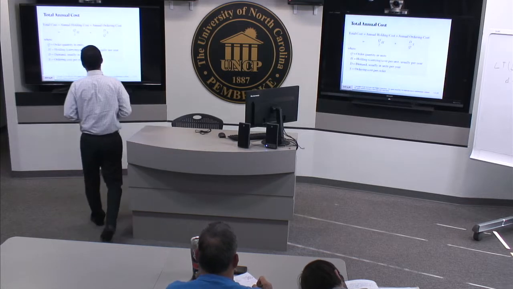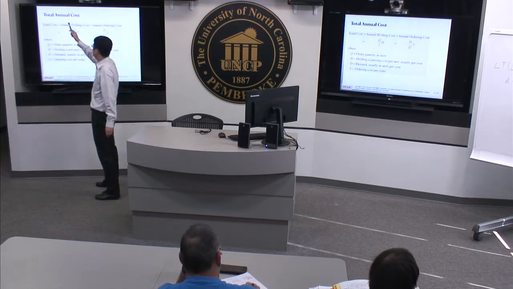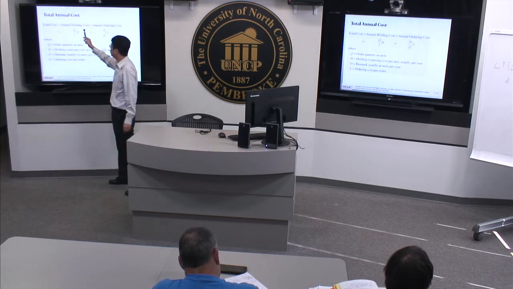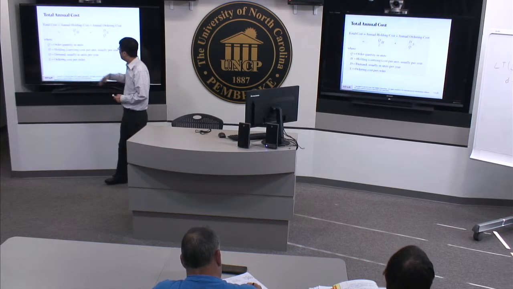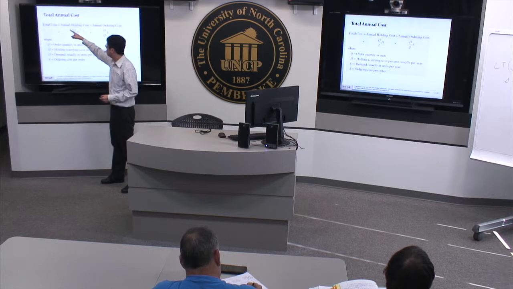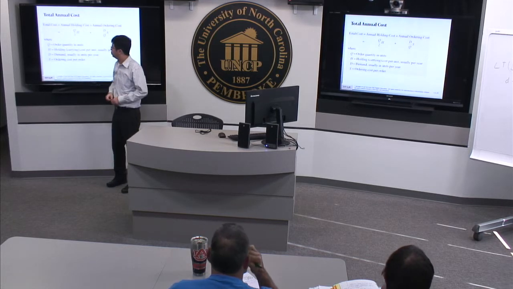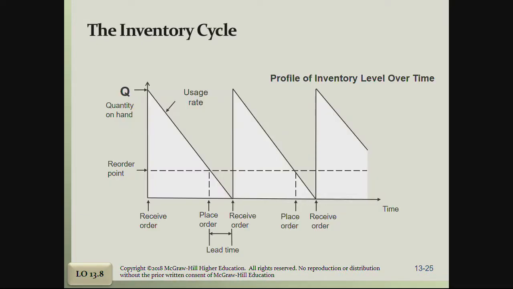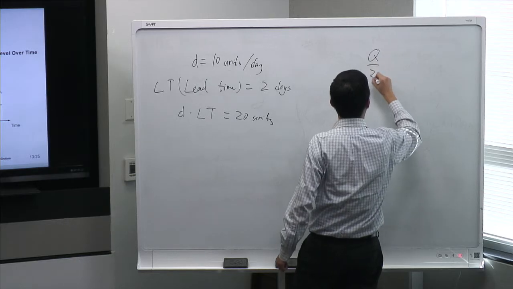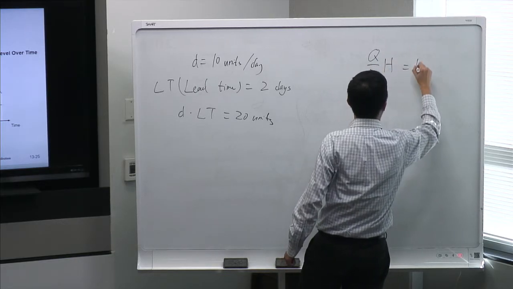But let's begin with the simplest estimation of total cost. Only two components: holding cost and ordering cost. The annual holding cost is calculated this way: Q divided by 2 times H. Now I want to ask you guys, Q divided by 2 times H. Why is this the holding cost?